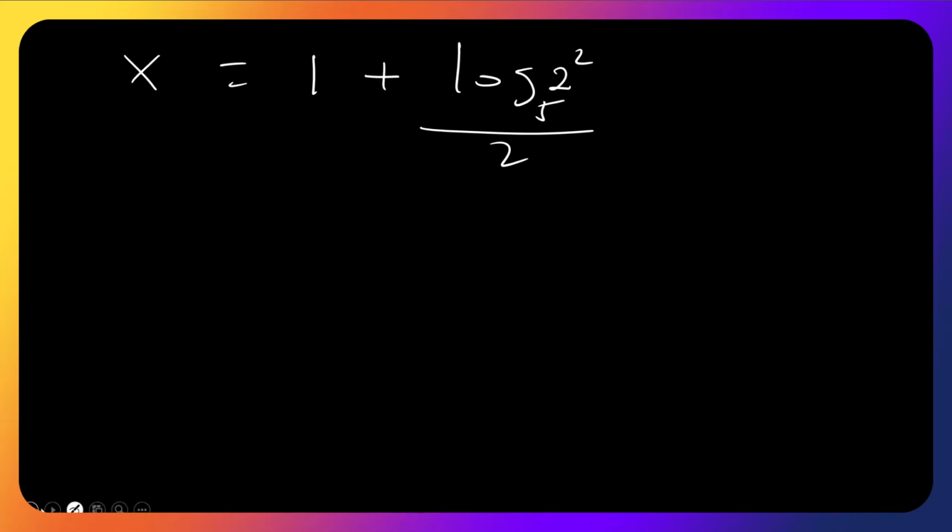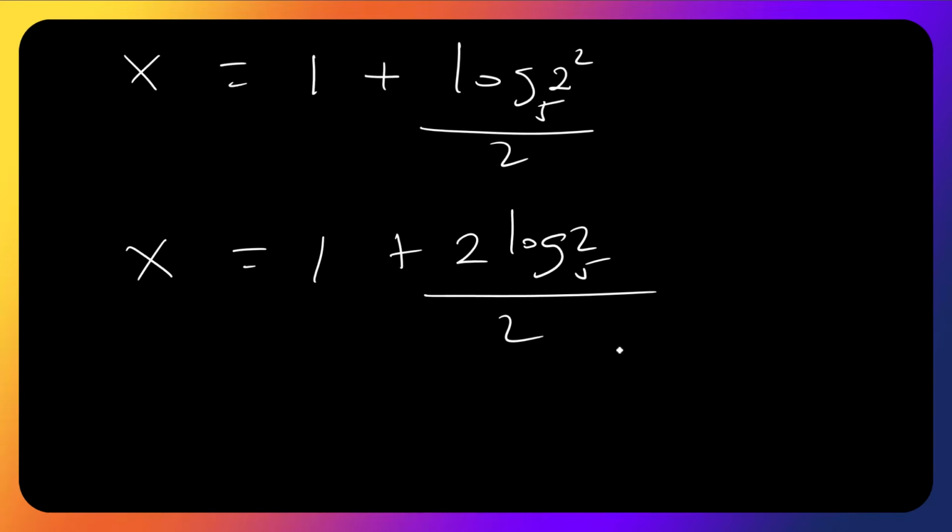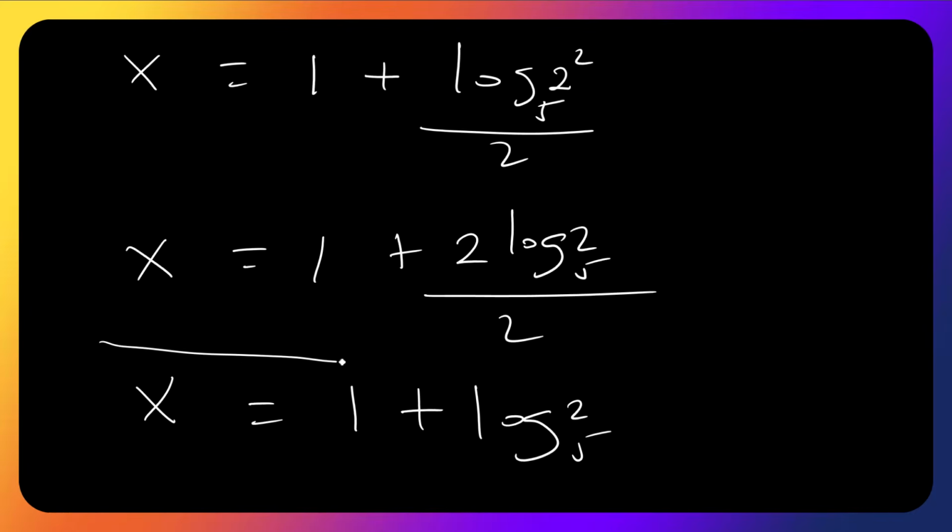So x equals 1 plus log 2 squared. Okay, that's that. And we have x equals 1 plus, so 2 on 2. So that will be x equals 1 plus log 2 to base 5. That's the answer.